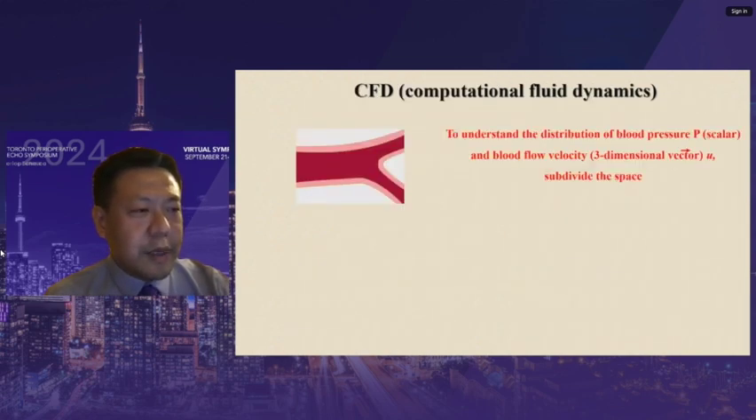Another blood flow analysis modality is computer-based fluid simulation. This method involves inputting appropriate information, such as the pressure or velocity, at inlets and outlets of vascular geometry obtained from patient's medical images. The Navier-Stokes equations are then approximately solved by a computer to calculate blood flow. Next slide.